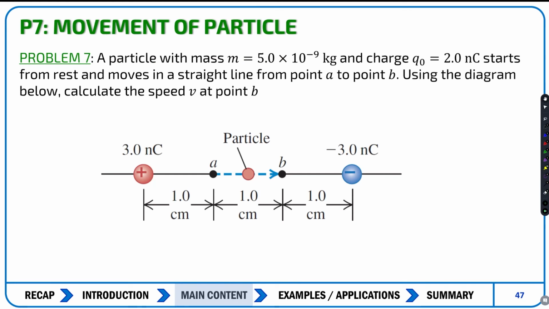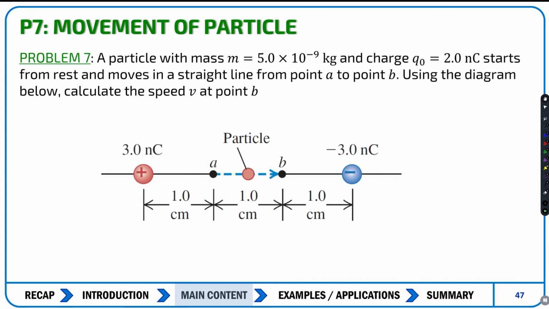Okay, so now we're taking a look at the movement of particles. A particle with mass m equals 5 times 10 to the negative 9 kilograms and charge 2.0 nanocoulombs starts from rest and moves in a straight line from point A to point B. Using the diagram below, calculate the speed v at point B. So now we want to figure out the speed that the particle is moving at point B.